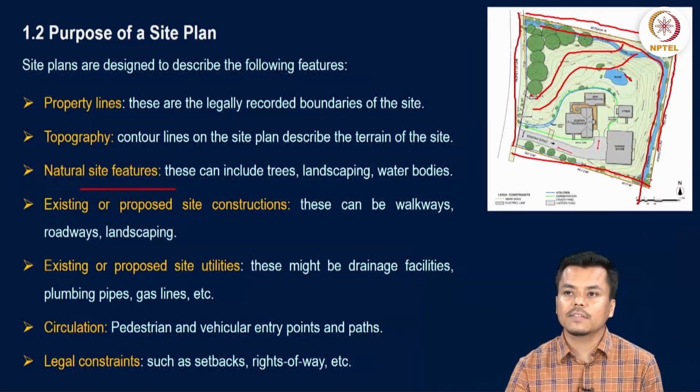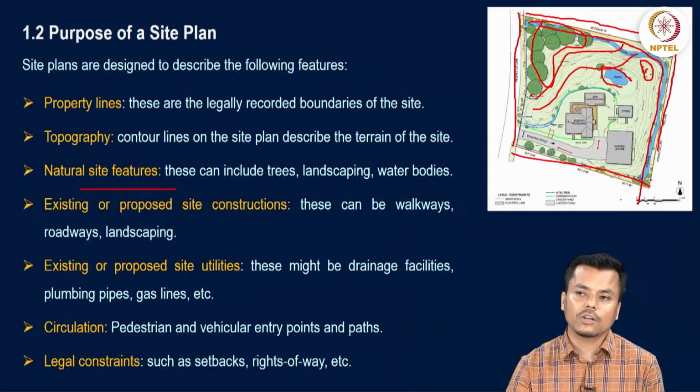If there is any existing water body, or existing trees located on the site, all this information can be gathered from the site plan. Along with that, existing or proposed site construction can also be understood. You can highlight on top of the building if there is any existing structure here, label it existing structure, and whatever the proposed structures are, you can label them in the drawing itself.